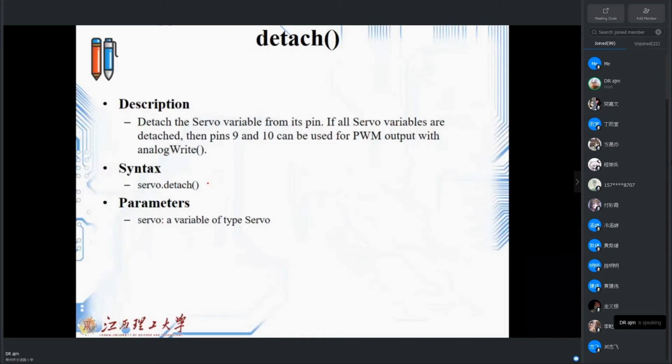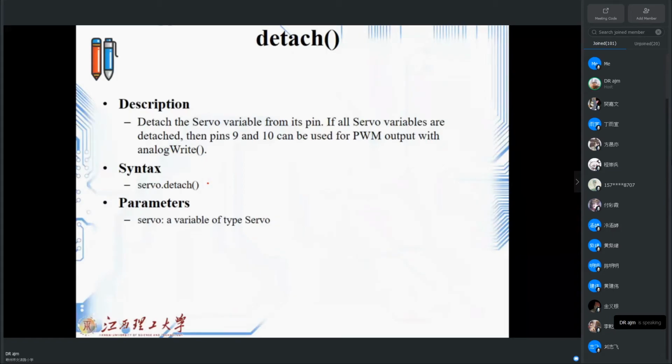The next function is detach, which detaches the servo variable from its pin. If all servo variables are detached, then pins 9 and 10 can be used for PWM output with analogWrite. In other words, if you use this function, you can disconnect your Arduino pin from the servo motor by software methods, and you can use it in another application.